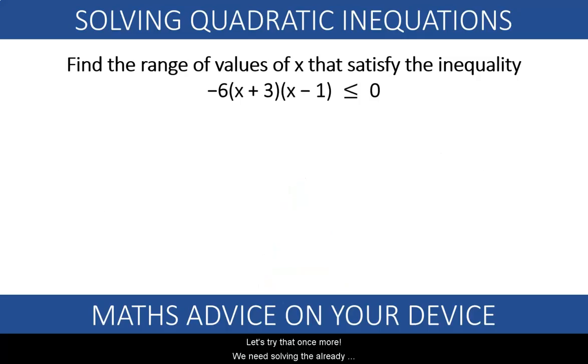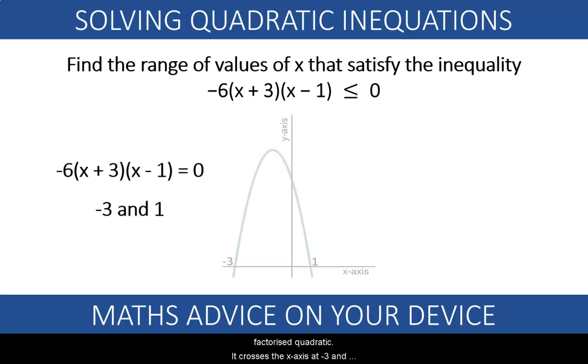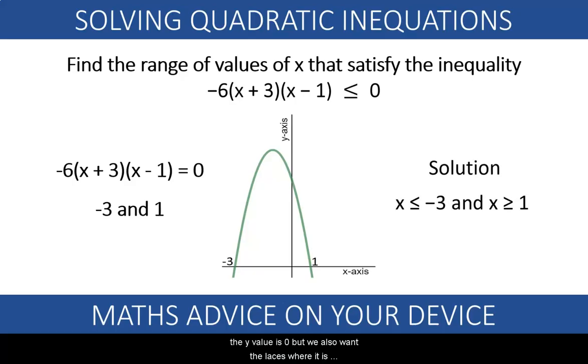Let's try that once more. We need solving the already factorized quadratic. It crosses the x-axis at minus 3 and 1. At those places the y value is 0, and we also want the places where it is below 0. This includes any values of x below or equal than minus 3 and any values of x above or equal than 1, because the parabola falls below the x-axis for values away.